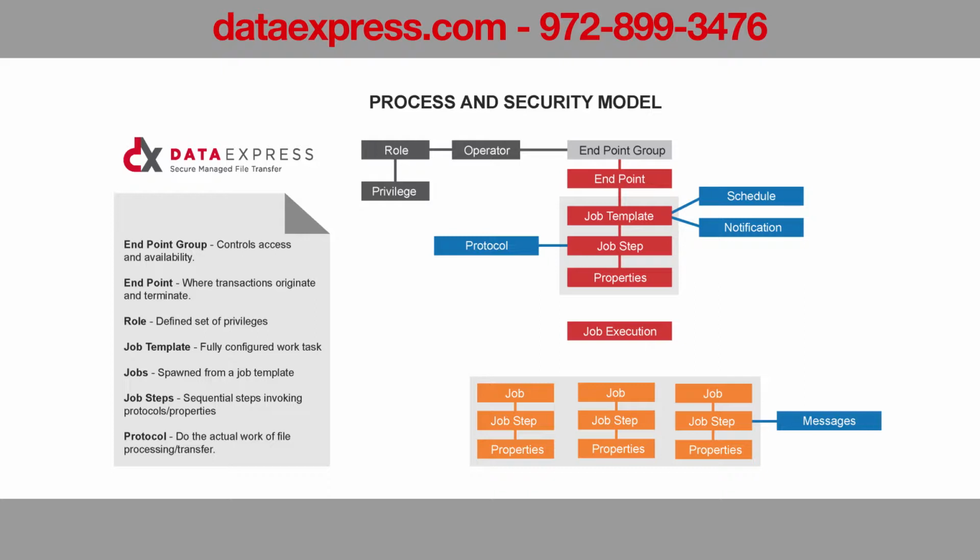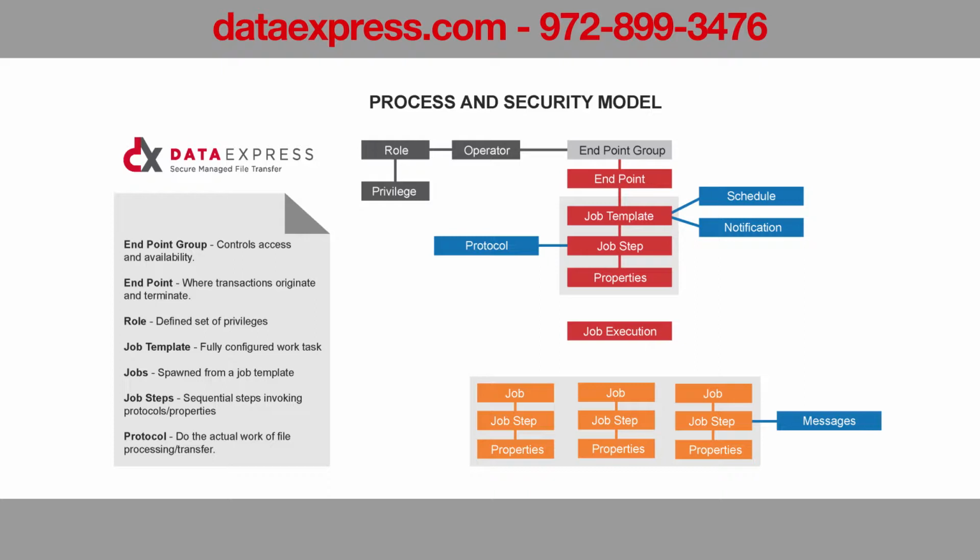To define a file transfer, we must first define an endpoint group, which will help us create a user or an operator's visibility into the system. What is important to understand at this point is that we must define an endpoint group that an endpoint will be associated with. Only when endpoints are created are we able to build our file transfer job templates. The job template is made up of individual job steps. Each job step represents a protocol which can either be a communication protocol or a work function.